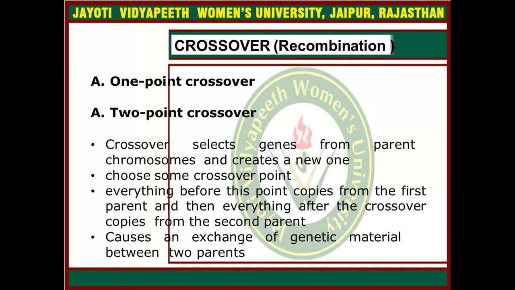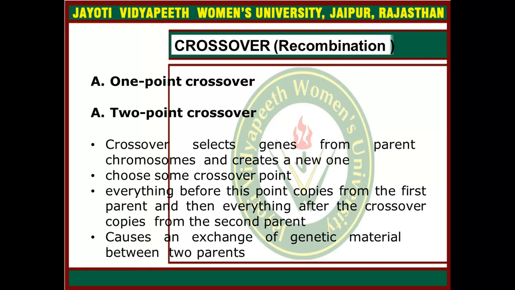Now come to the crossover. Crossover means a recombination. In this, the first is 1 point crossover and the second is 2 point crossover. There is a mistake, actually this is point B. Okay, so 2-point crossover. Crossover selects genes from parent chromosomes and creates a new one.